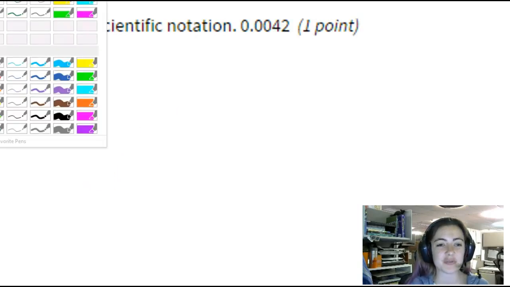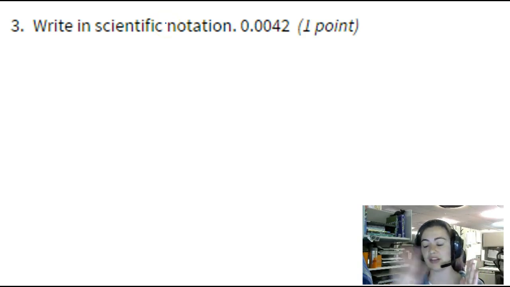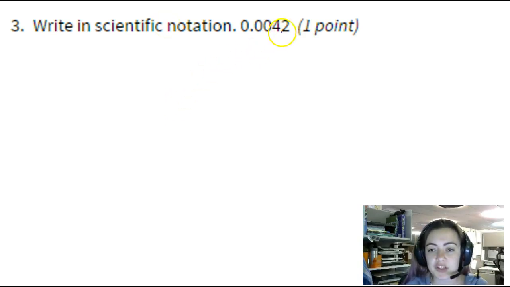Alright, for question 3, it asks us to write in scientific notation. So we're given this number here. What I always think about first when I do scientific notation is whether it's a really small number or a really large number. This looks like a smaller number, so right away I know the exponent on my 10 is going to be negative for the smaller numbers. We know that in scientific notation we always have a number between 1 and 10, so it goes a number, then a decimal point, and then anything else. So we want to eventually have our decimal point in between the 4 and the 2.